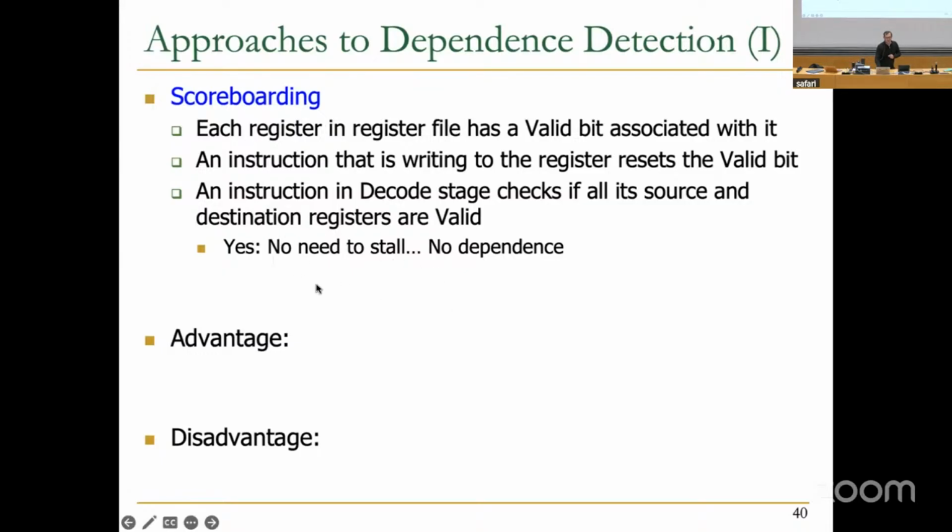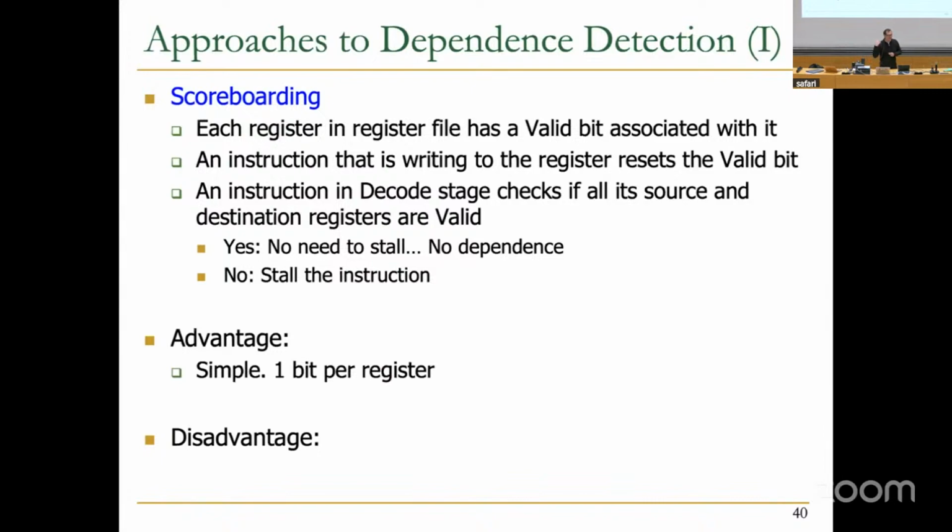If all of your registers are valid in the decode stage, when you read these valid bits, you don't need to stall. There is no dependence. Otherwise, you stall the instruction. And of course, you need to make sure that when an instruction actually writes to the register that it's supposed to write, you set the valid bit again, correctly, so that later instructions can continue. Okay, so this is a very simple way of detecting dependence and stopping instructions that depend on instructions later in the pipeline that are going to write to a register.